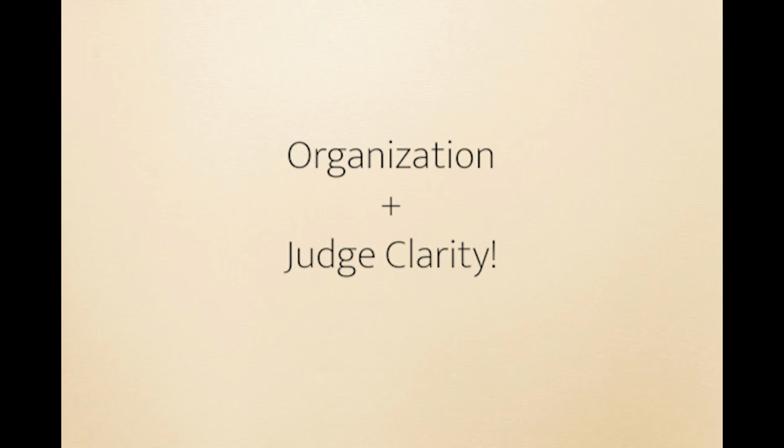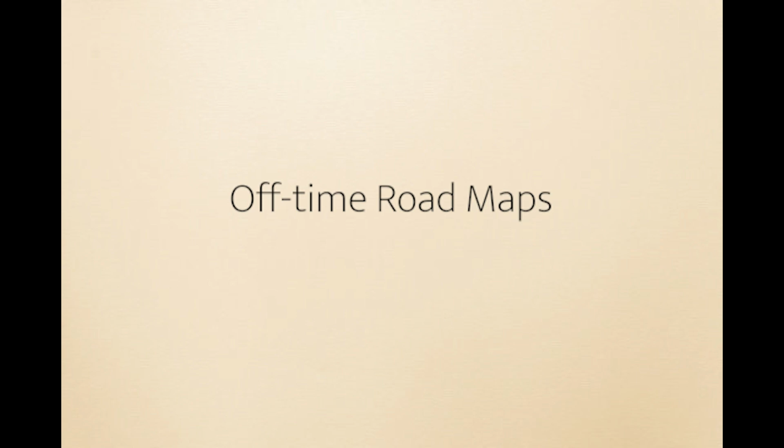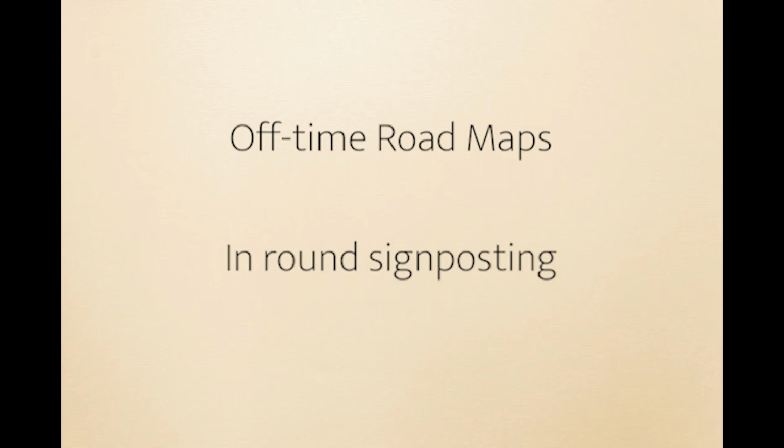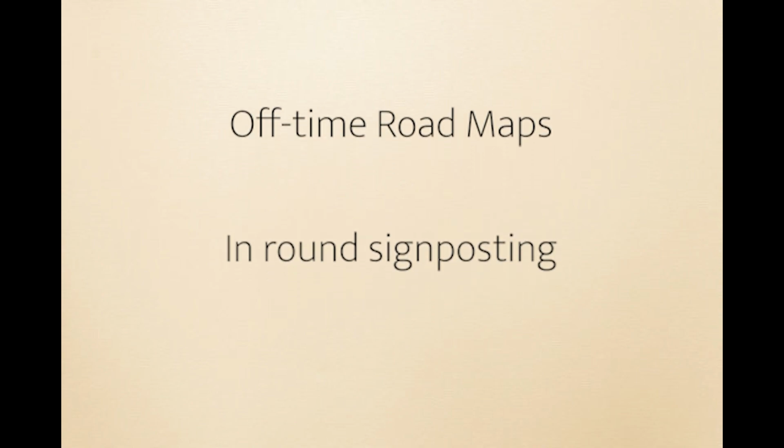There are two main ways to do signposting in APTA. Firstly, you can do off-time roadmaps, which generally defines the structure of your speech before you start. Or secondly, you can do in-round signposting, explicitly prefacing your arguments with a helpful label for the judge.